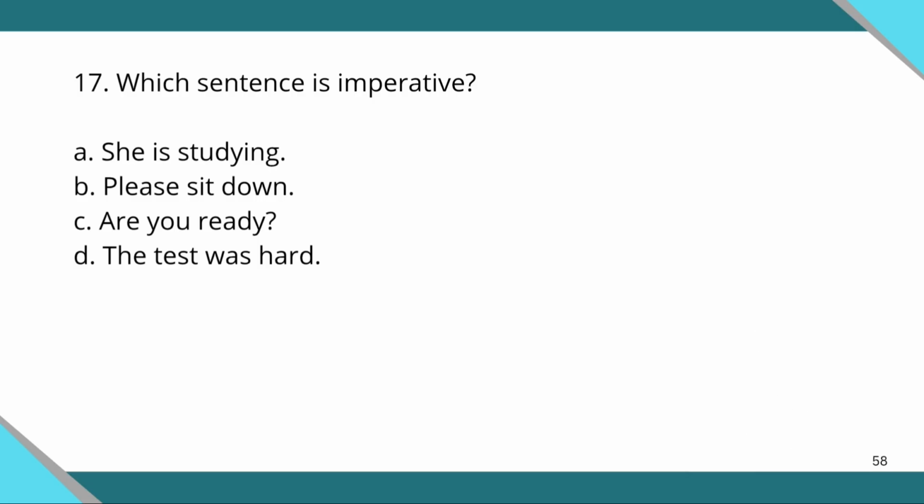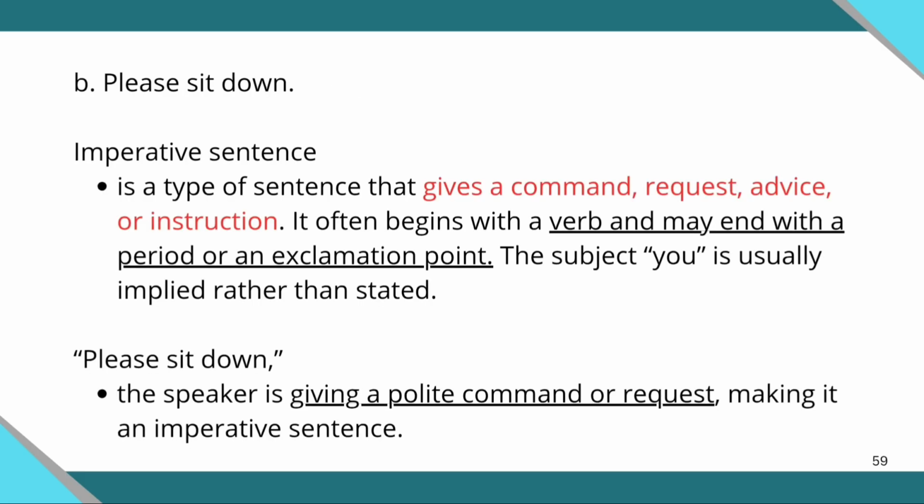The correct answer is letter B, Please sit down. An imperative sentence is a type of sentence that gives a command, request, advice, or instruction. It often begins with a verb and may end with a period or an exclamation point. The subject, you, is usually implied rather than stated. In the sentence, please sit down, the speaker is giving a polite command or request, making it an imperative sentence.